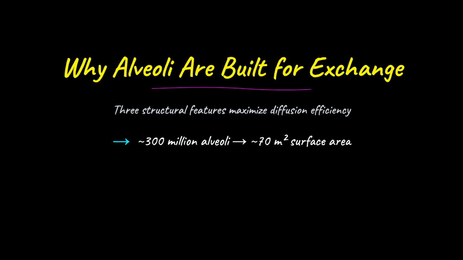Gas exchange, the transfer of oxygen into blood and carbon dioxide out, happens at one specific site in the lungs, the alveoli. Every other part of the airway simply delivers air to this location or protects it from harm. The alveoli achieve this through three key structural features. Their sheer number creates a combined surface area of roughly 70 square meters, about the size of a tennis court.